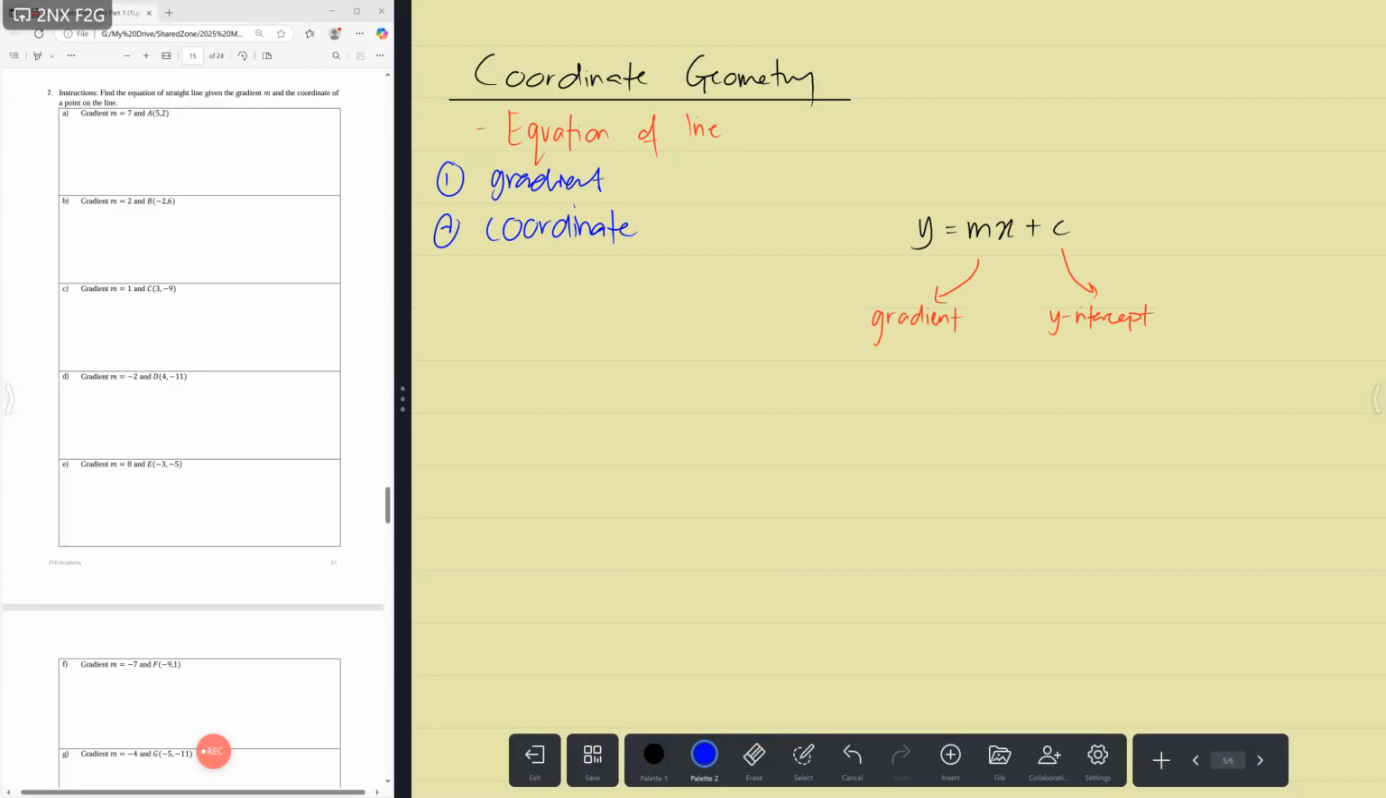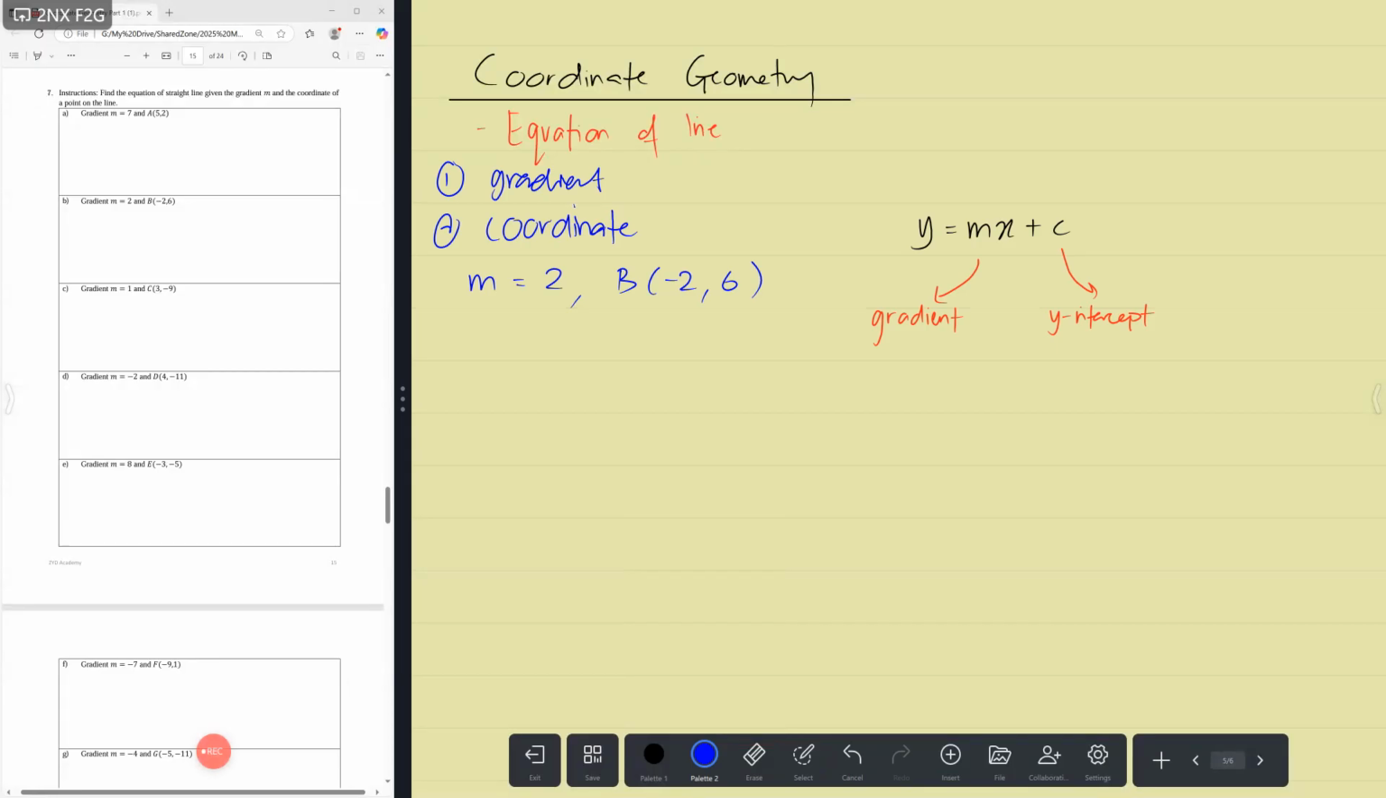As for question number 7a or 7b and so on, the gradient of a line is given and a single point is given. That means this line has a gradient of 2, for example, and it passes through the point B, which is (-2, 6). So m equals 2, while it passes through this point (-2, 6). How are we going to find the equation?